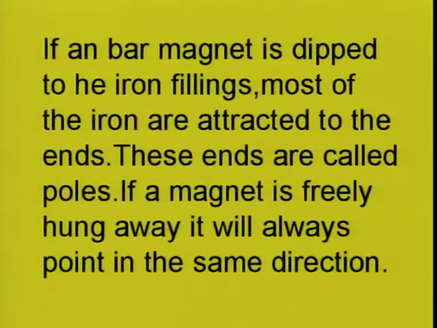Right, looking at a bar magnet, if it is dipped into iron filings, most of the iron is attracted to the ends. These ends are called the poles, and you find that if a magnet is freely hung, it will always point in the same direction. Okay, that is for any magnet.